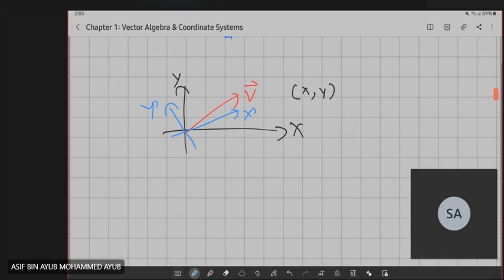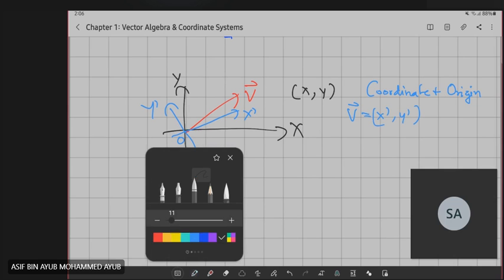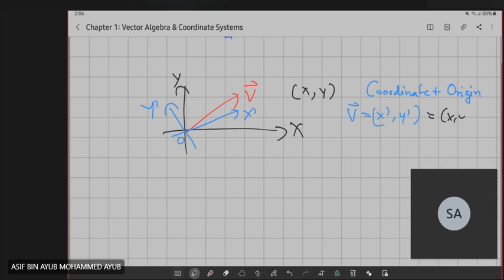Okay, so as I've hinted, to study a vector, you need a coordinate system and an origin. In this case, we assume this is our origin. And a vector will have components depending on how you choose the coordinate system. So in the blue coordinate system, it has components x prime and y prime. But in the black coordinate system, it has components x and y. And the nice thing is that the vector is the same in both, whether you look at it from this coordinate system or this coordinate system.